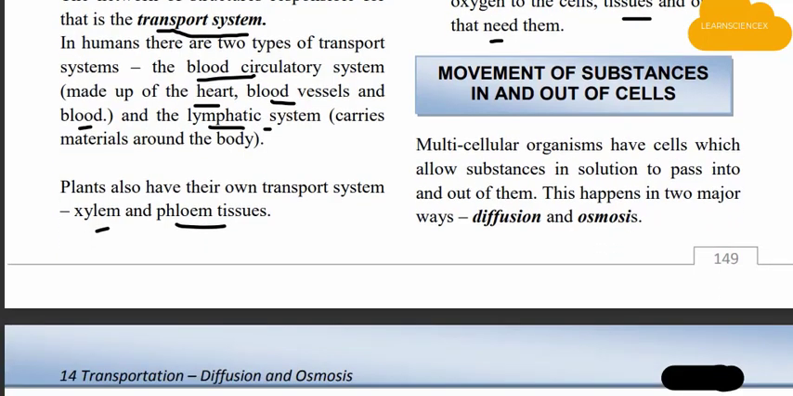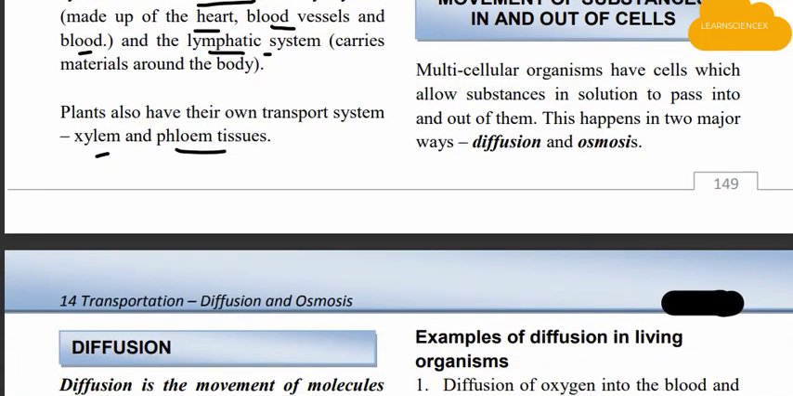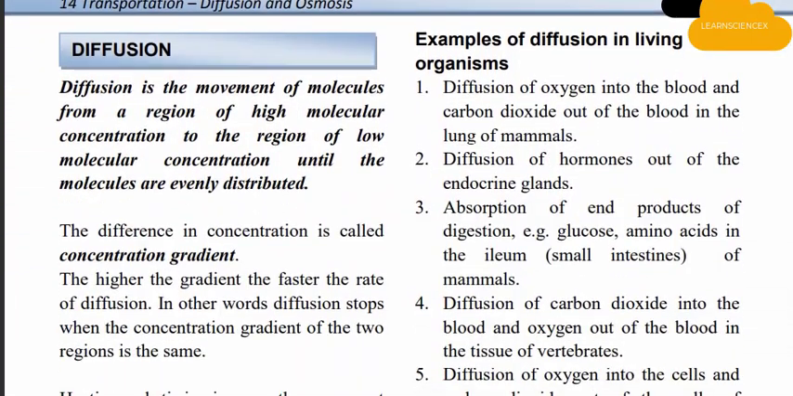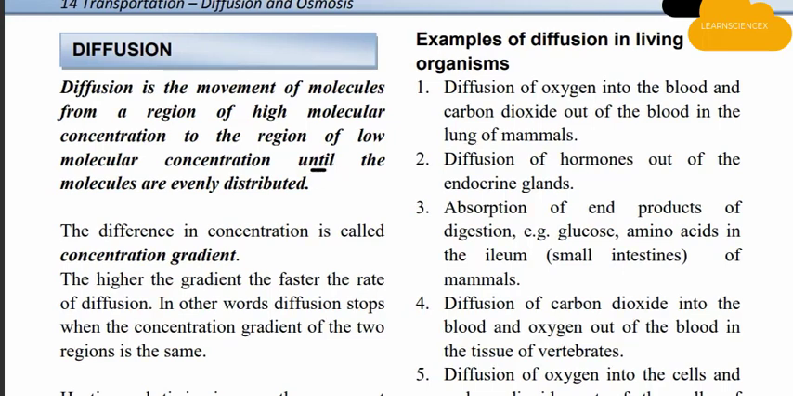Movement of substances in and out of cells. Multicellular organisms have cells which allow substances in solutions to pass into and out of them. This happens in two major ways: diffusion and osmosis. Now, what is diffusion? Diffusion is the movement of molecules from a region of high molecular concentration to a region of low molecular concentration until the molecules are evenly distributed.